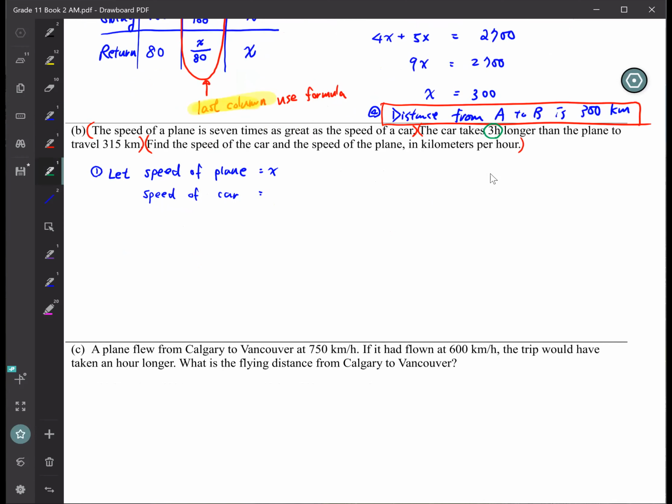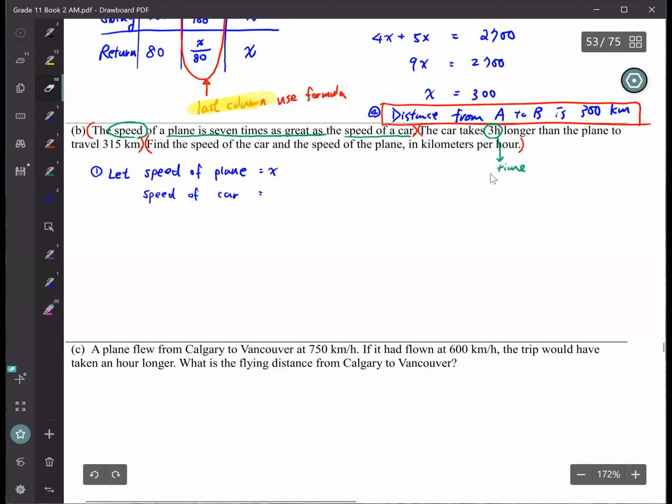I think the speed of the plane is 7x and the speed of the car is x. Okay, so you want to reverse around, right? Yeah. Okay, so the 3 hours is for time, so we cannot use that for the speed. The clue should be the first part: speed of the plane is 7 times the speed of the car.